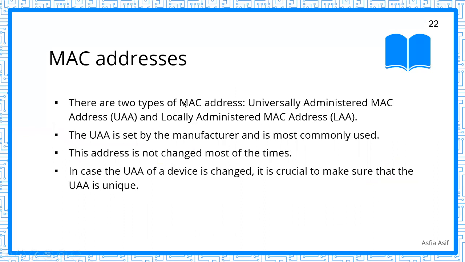Two types are used: universally administered MAC, which is UAA, and locally administered MAC address. UAA, universally administered, is set by the manufacturer and is most commonly used. This address is not changed most of the time. So this is kind of the universal recognition of the manufacturer. In the case of UAA, it is crucial to make sure that the UAA is unique. Every manufacturer should have a different unique number so that it can be identified.